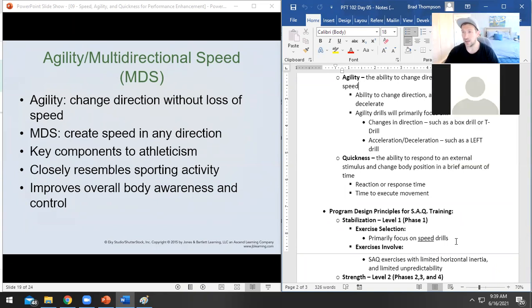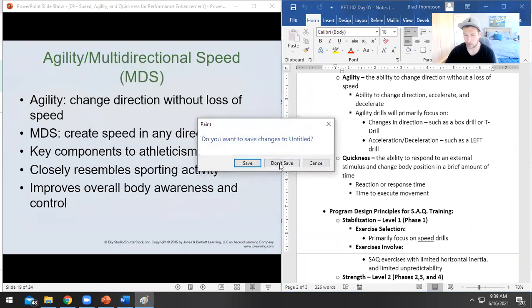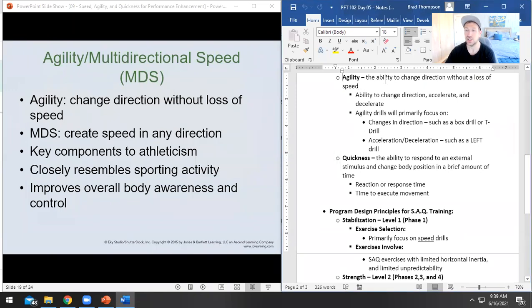Okay, let's take a look at agility. The next component of an SAQ program is the agility component. Agility is your directional change. This is your ability to change direction without losing too much speed. You need to be able to accelerate, decelerate, and also switch the directions that you're running in.